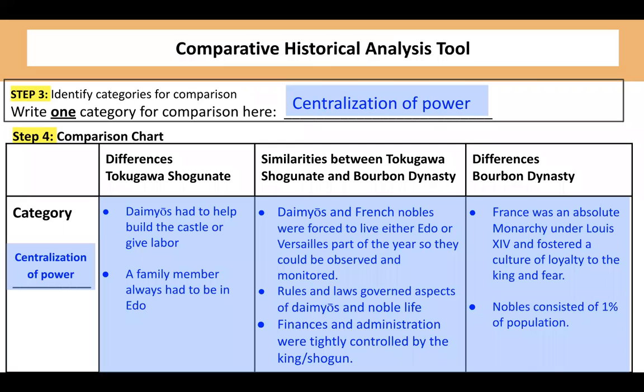And our next step is to take everything we've done from steps 1 through 4, and we're now going to look at putting together a comparative statement, because we're going to talk about how these two empires centralized their power.